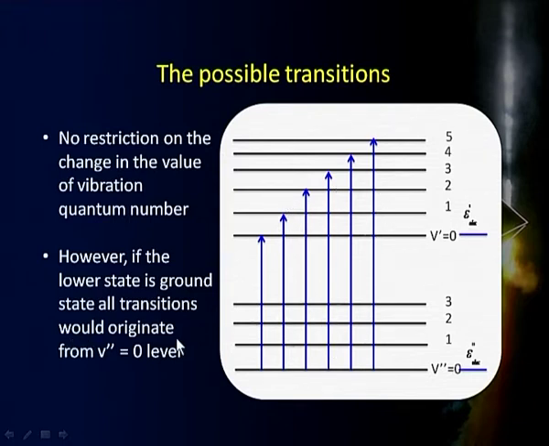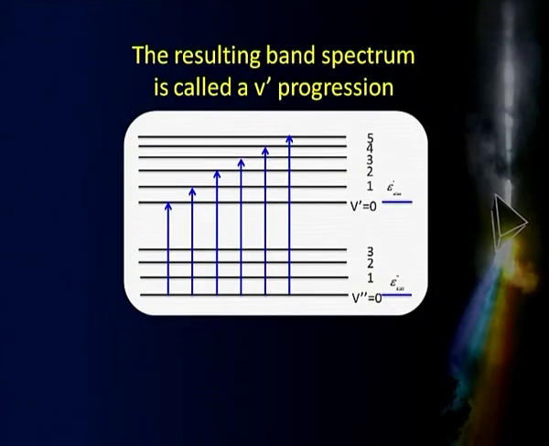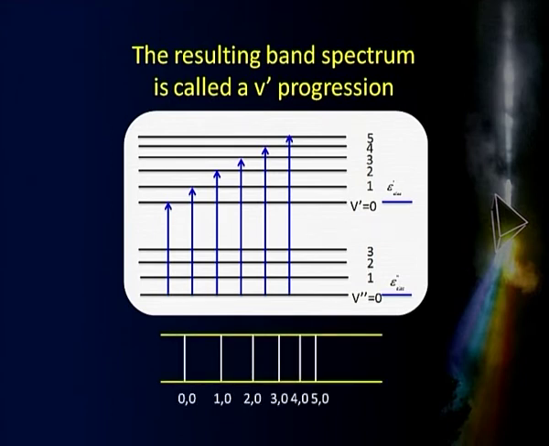That means all transitions will start from V double prime equal to 0 and then land into V prime equal to 0, 1, 2, and so on and so forth. Now, these transitions actually lead to a spectrum, and the spectrum looks something like this. This spectrum basically is referred to as a V prime progression.